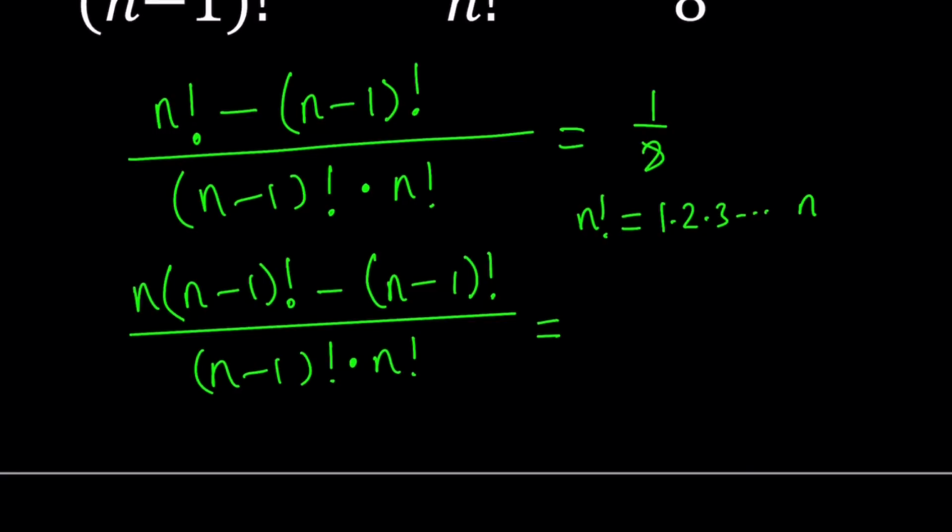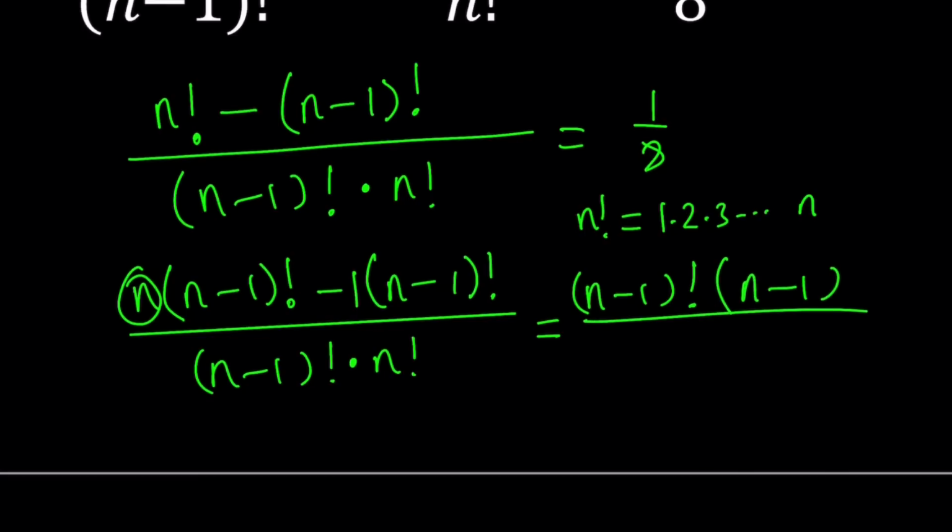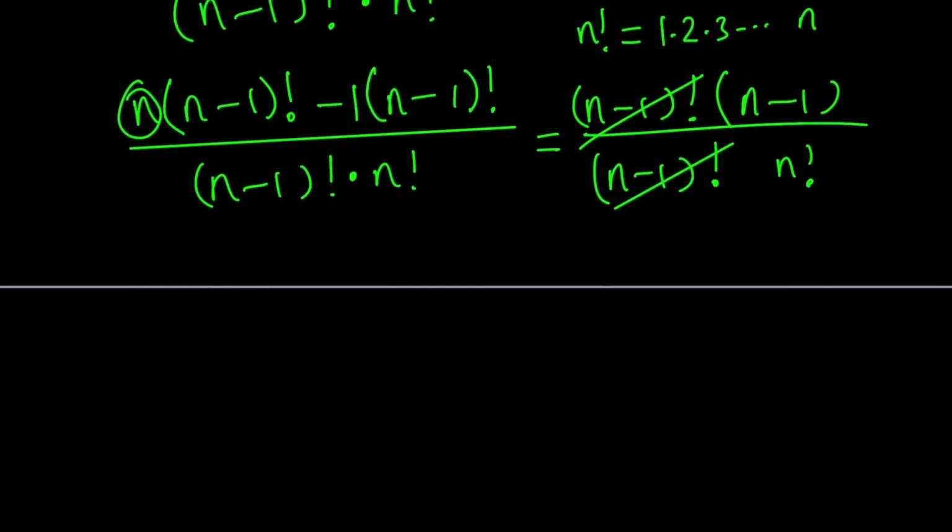And here, (n minus 1) factorial we can take out. And then inside we're going to have n minus 1 because we have an invisible 1 here, right? n minus 1. And at the bottom we're going to have (n minus 1) factorial times n factorial. And this is equal to 1 over 8, but I'm going to write it later. (n minus 1) factorial cancels out because (n minus 1) factorial is never 0, right? Even 0 factorial does not equal 0. By the way, 0 factorial is equal to 1. A lot of people are surprised by this, but there's also a proof which we can talk about later.